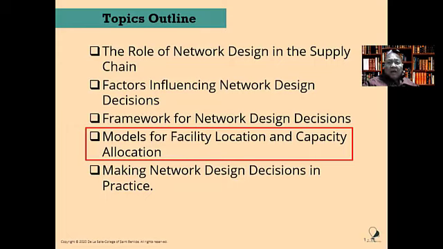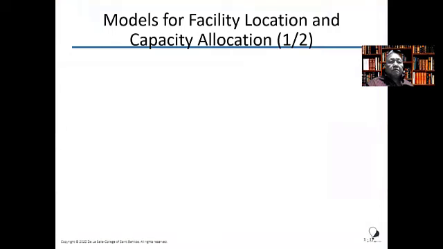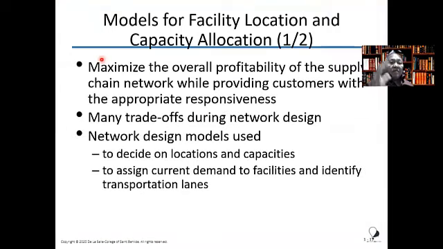A manager normally considers many trade-offs in network design. That's why, because of the many trade-offs that you're going to decide, you have to seek the help of a computerized decision model. That's why I'm recommending here that we use the capacitated facility location model. You can either maximize your overall profitability or minimize cost, depending on the available data that you have. And there are, as I said, many trade-offs during your network design.